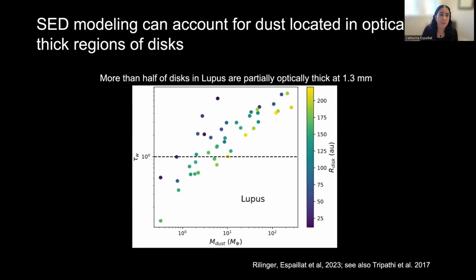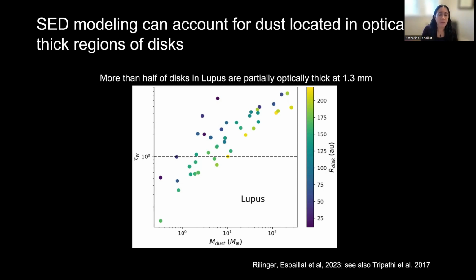So here is an example showing that. This particular region is the Lupus star-forming region, and the broken line is an optical depth of 1. The different colors correspond to different disk sizes, so don't focus on that. But what this is showing is that some disks are actually optically thick at 1.3 millimeters, which is a wavelength commonly used to derive dust disk masses. And so we calculate the optical depth along the line of sight as a function of radius at 1.3 millimeters using our model in order to make this plot.